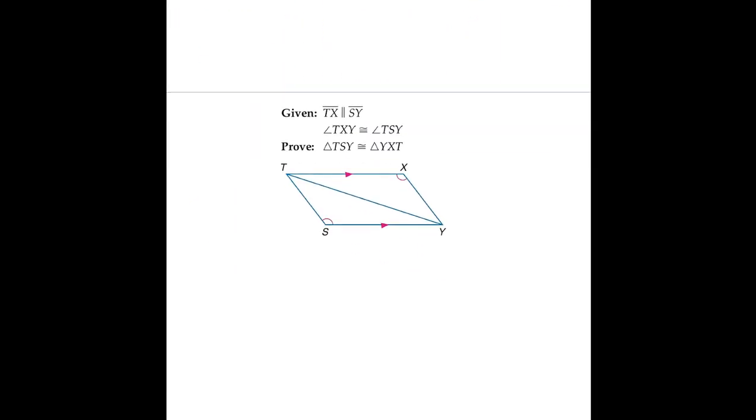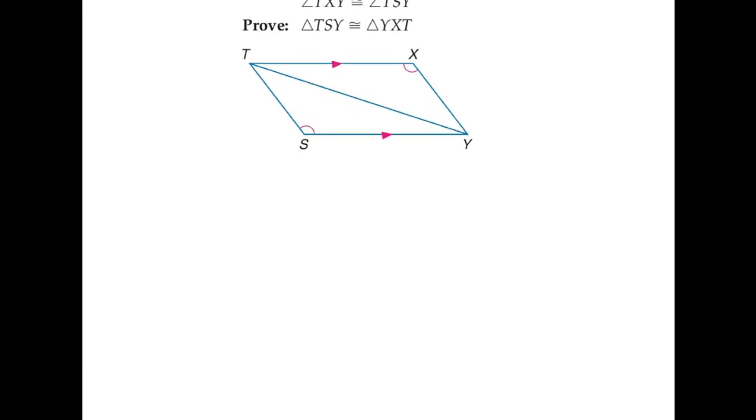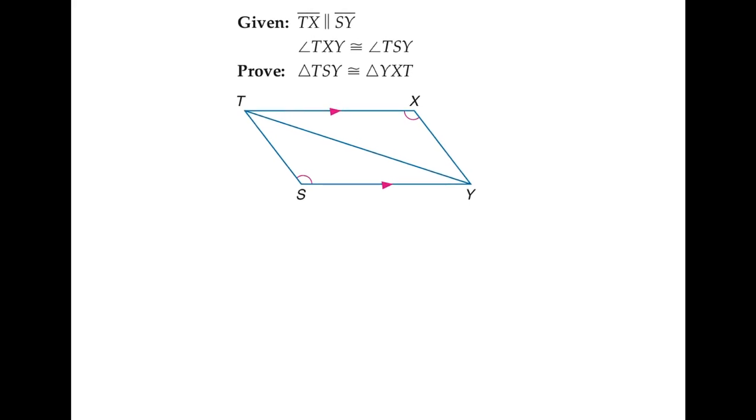Okay, let's do one more, and then we'll do CPCTC, the last piece of this lesson. Okay, so we're given that these two sides are parallel. That's written in the picture. We're given that angle TXY, you could have just called this angle X in the given, and angle S. So those two are congruent. It marks it. Okay, good. So let's start with those.